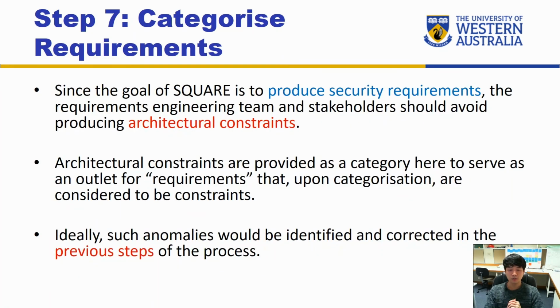Okay, so just a reminder that since the goal of SQUARE is to produce security requirements, the requirements engineering team and stakeholders should avoid producing architectural constraints. So that is based on the goals of producing security requirements. However, as a general practice, there will be some architectural constraints that you have to consider as well. That's why the column is still there. But as part of the SQUARE practice, we should not focus on the architectural constraint column. Okay, and ideally, those anomalies will be identified and corrected in the previous steps of the process.